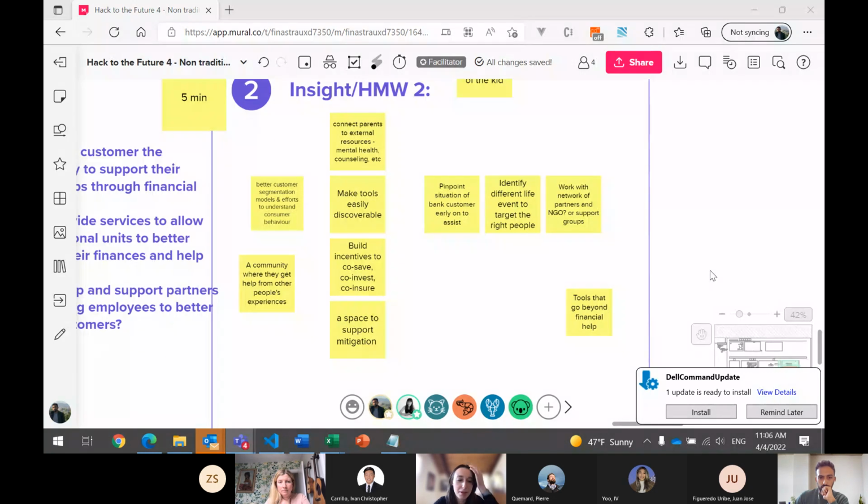I think we're seeing a lot of the same, similar themes, right? These tools that help people beyond finance, beyond financial product expertise, a community where they get help from other people's experiences. That's interesting. I don't think we've talked about peer-to-peer support versus bank to customer. Whoever put that down, do they want to maybe talk a little bit more about that?